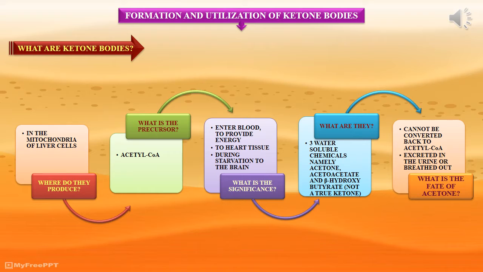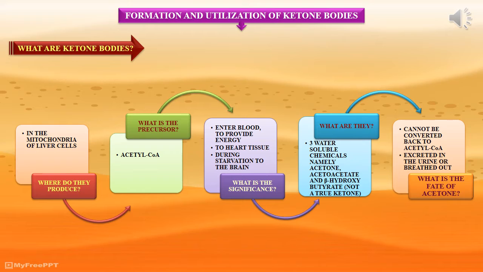And what is the significance of ketone bodies? Ketone bodies enter the blood to provide energy. Where do they provide energy? To heart tissue and, during starvation, to the brain. What are the ketone bodies? They are 3 water-soluble chemicals, namely acetone, acetoacetate and beta-hydroxybutyrate, where beta-hydroxybutyrate is not a true ketone.